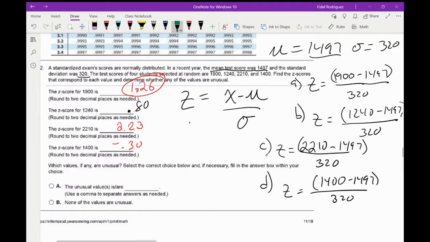Okay, so I want you to notice these are the numbers that I have right here: 1.26, negative 0.80, 2.23, and negative 0.30. Now there is a part B to it, and it says which values, if any, are unusual. Select the correct choice below, and fill in the answer box with your choice. Okay, so guys, I'm going to come back and share with you the formula sheet again, okay? Here we go.